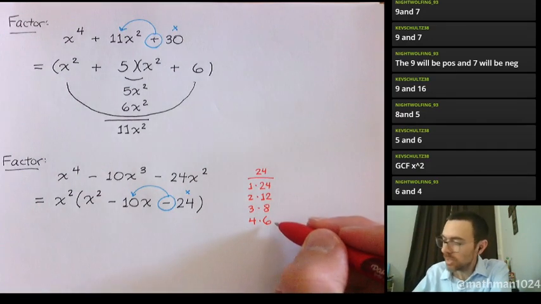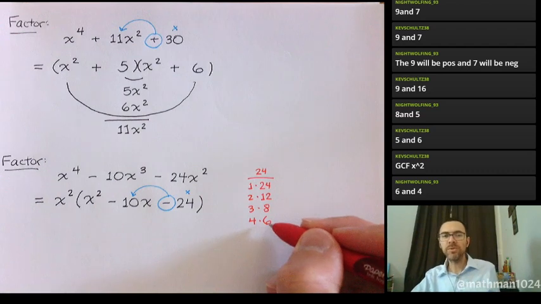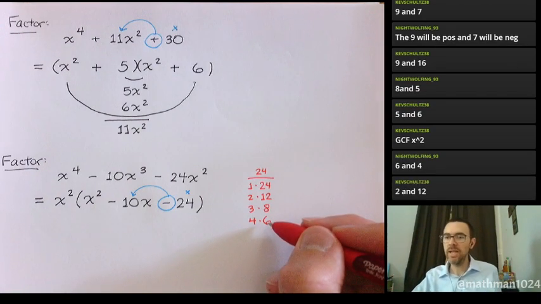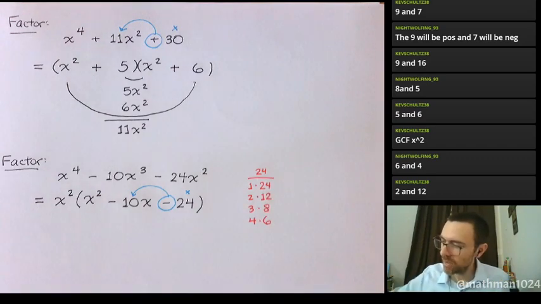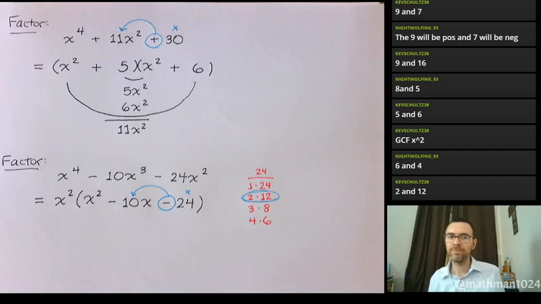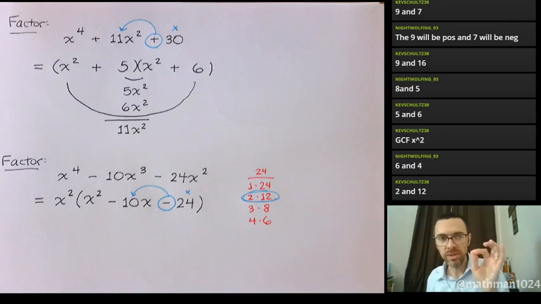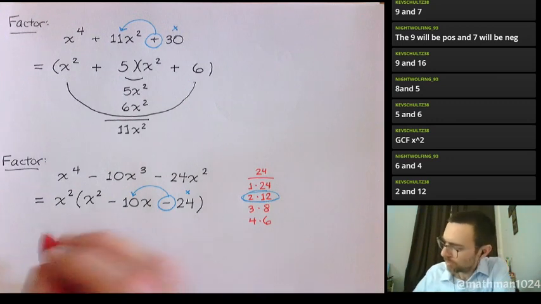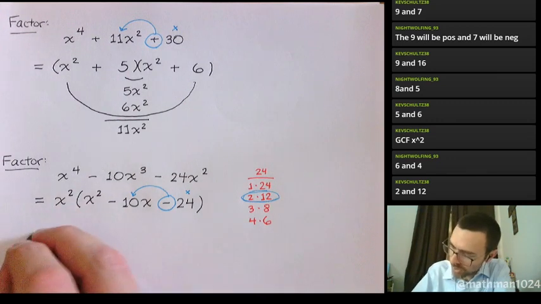4 and 6? Well, if I look at these in absolute value, the difference between 4 and 6 is 2, not 10. It's going to have to be the 2 and 12 right there. It's one of those things like one sign can totally change the problem here. So it's the 2 and the 12 that I want to use.